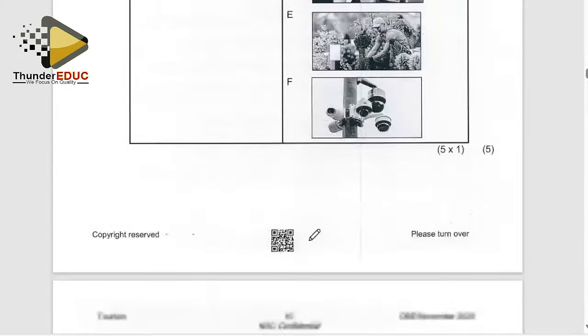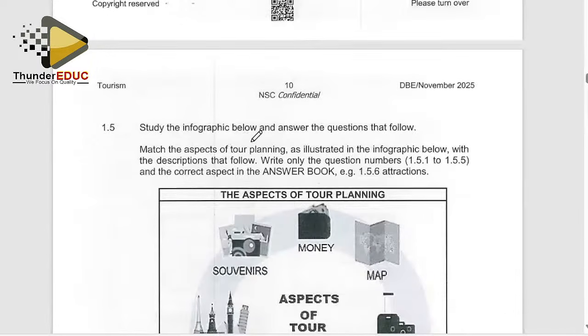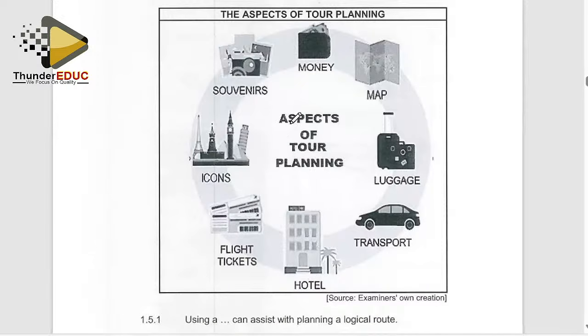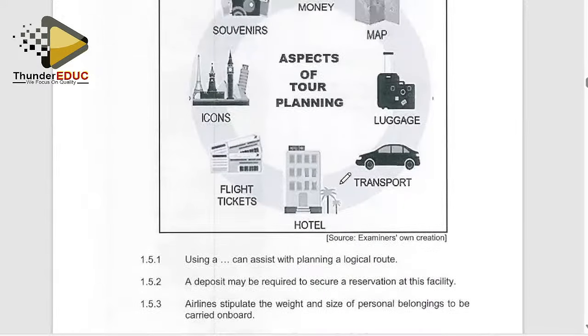Then moving straight ahead to the next question. Study the infographic below and answer the questions that follow. So we are looking basically at the infographic which appears there. Match the aspects of tour planning as illustrated in the infographic below with the descriptions that follow. Write only the question numbers 1.5.1 to 1.5.5 and the correct aspect in the answer book. 1.5.6 attractions. So we are looking at the aspects of tour planning: souvenirs, money, map, luggage, transport, hotel, flight tickets, icons. So basically these are the aspects of tour planning.